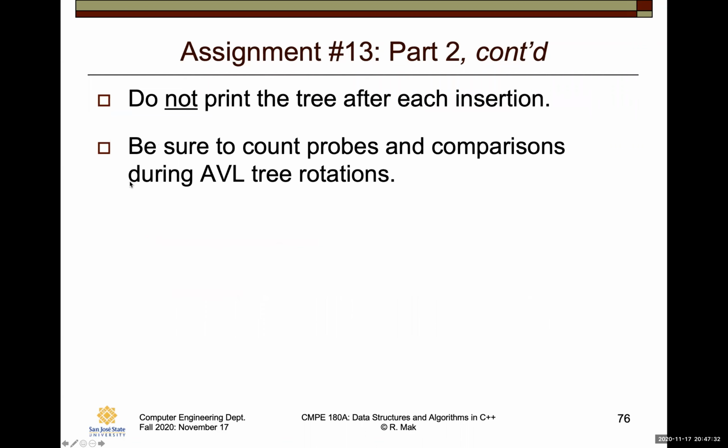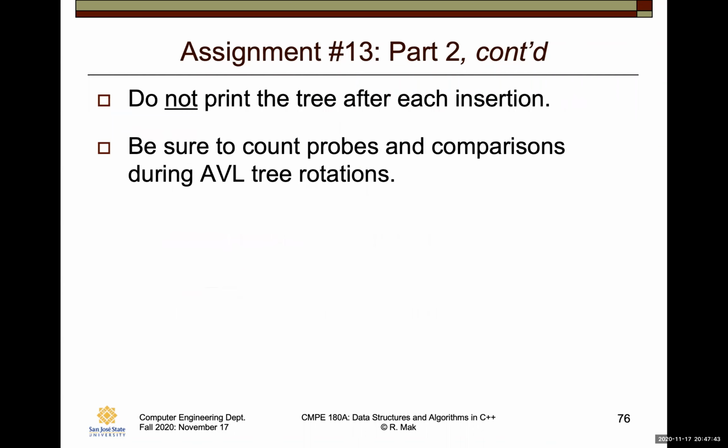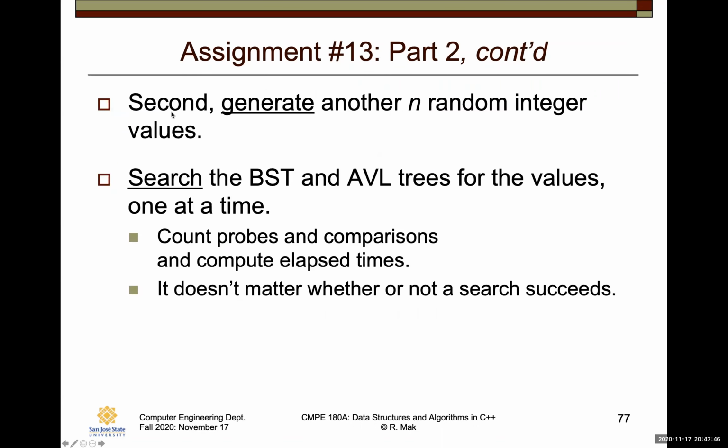So after you have built these two trees, the binary search tree and the AVL tree, using these random values, you're going to search the tree for values. You're going to generate another set of random values, and then you're going to search the BST and the AVL trees for the values, and you're going to be counting probes and comparisons and computing elapsed times. And here it doesn't matter whether or not you actually find the value, but you're still counting probes and comparisons and computing elapsed times as you're searching for these values one at a time.